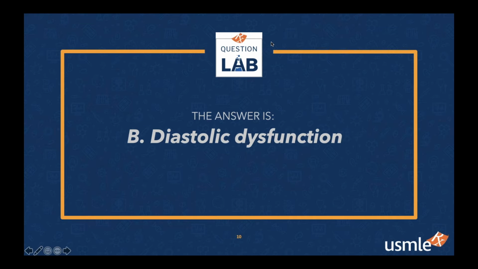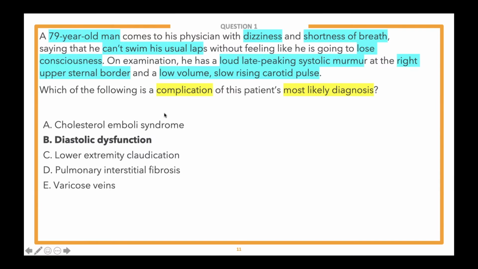Thank you, Sean. Yes, great job with this question, guys. So let's take a look at this patient. So we have an elderly patient here who's now coming in with dizziness and shortness of breath, especially on exertion. He can't swim his usual laps, okay? He's also maybe starting to get a little syncopal on exertion, okay? Feels like he's gonna lose consciousness. So this patient likely has aortic stenosis, okay?